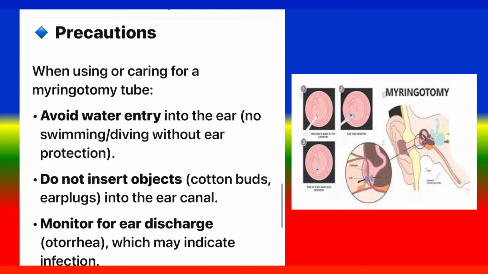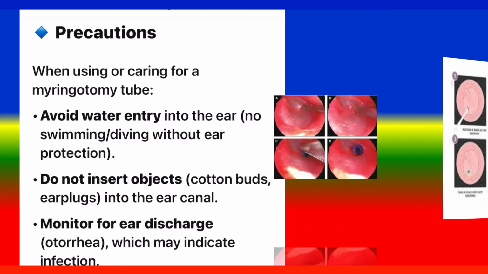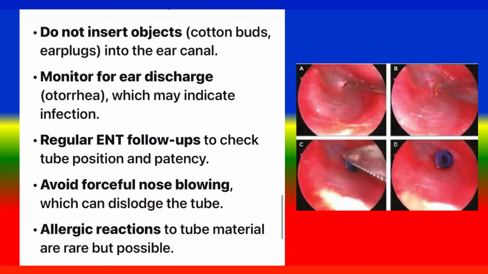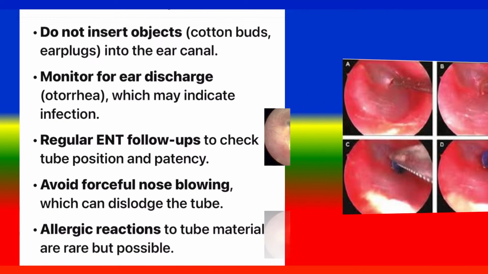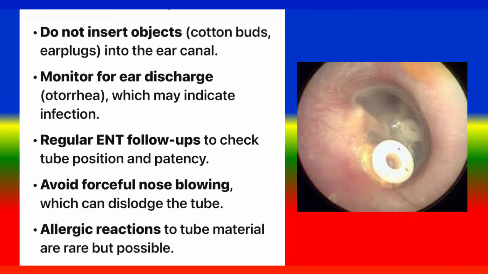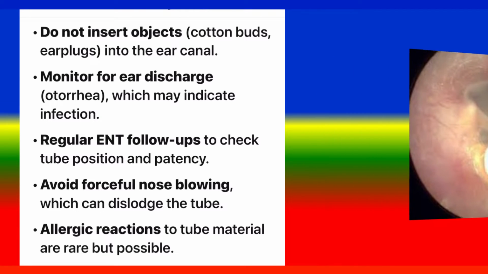When using or caring for a myringotomy tube, avoid water entry into the ear: no swimming or diving without ear protection. Do not insert objects, cotton buds, or earplugs into the ear canal. Monitor for ear discharge, otorrhea, which may indicate infection. Regular ENT follow-ups to check tube position and patency. Avoid forceful nose blowing, which can dislodge the tube. Allergic reactions to tube material are rare but possible.